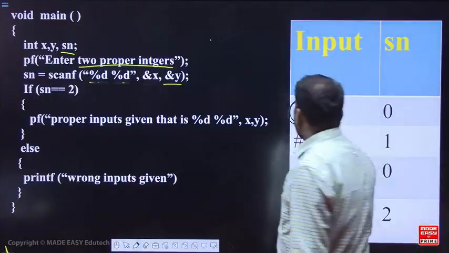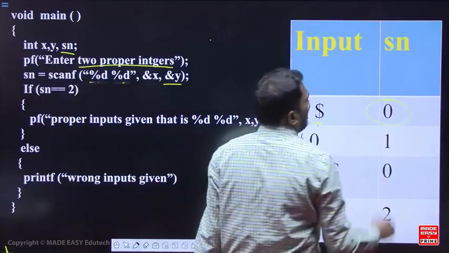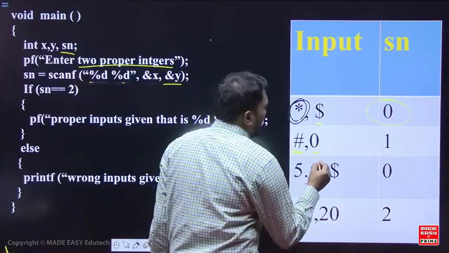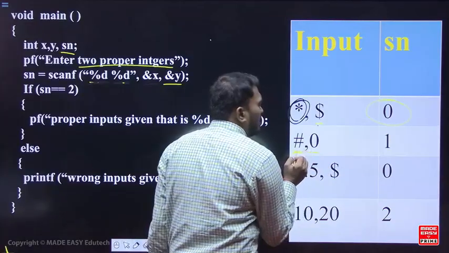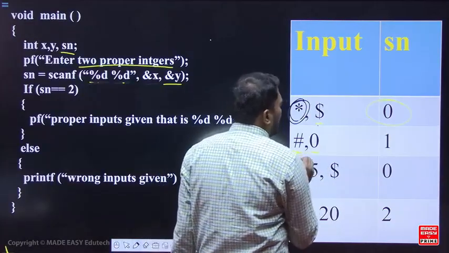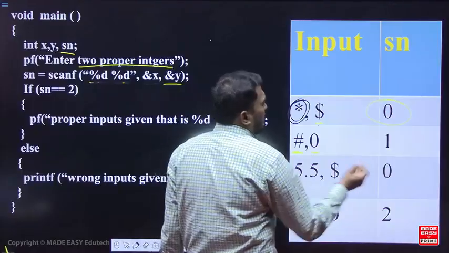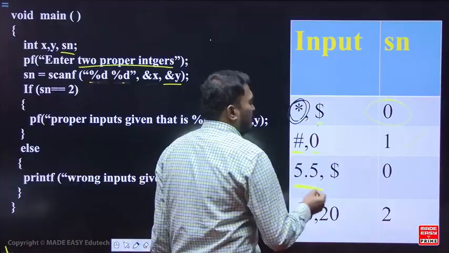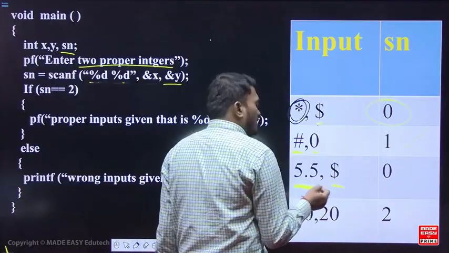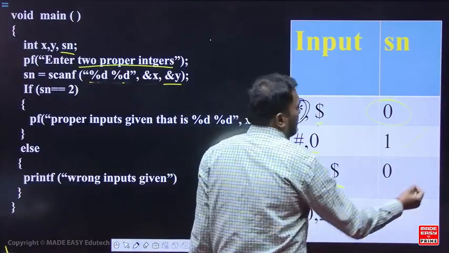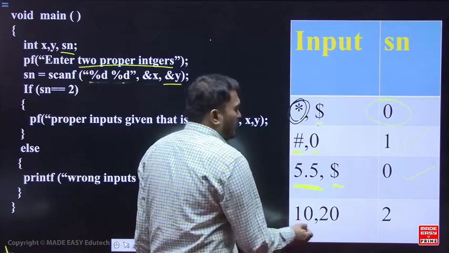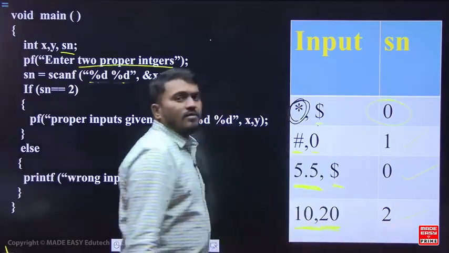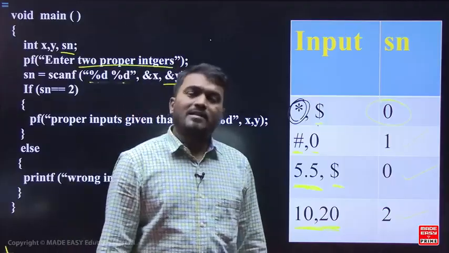So both are not integers, so it will return, Sn में क्या return होगा? 0. Now look at here, one is a hash, second one is a 0. One is an integer, other one is not an integer. So only one integer is given. So it will return 1. And next, look at here, the 5.5 and dollar. Both are not integers. It will return 0. And next both are integers here. It will return 2. So 2 integers are given, so it will return 2 here. Is this clear for everyone?